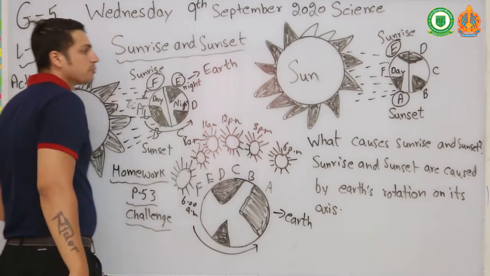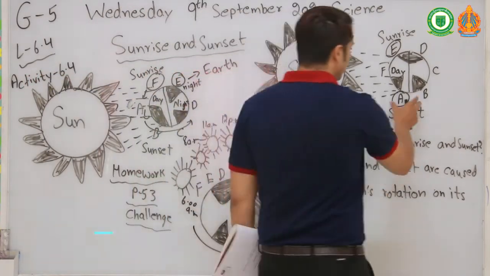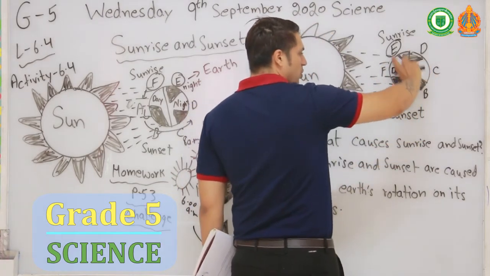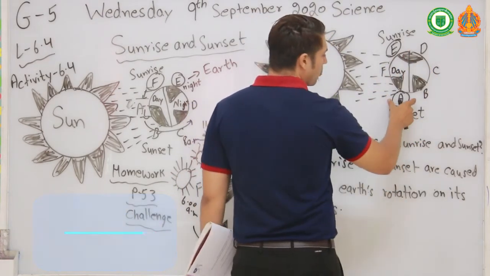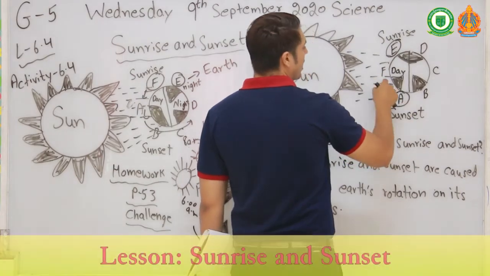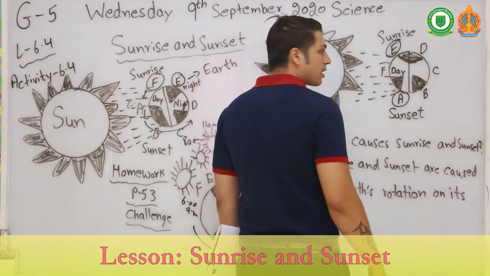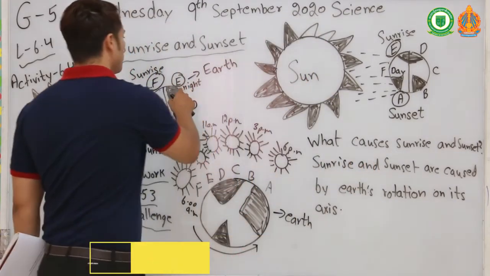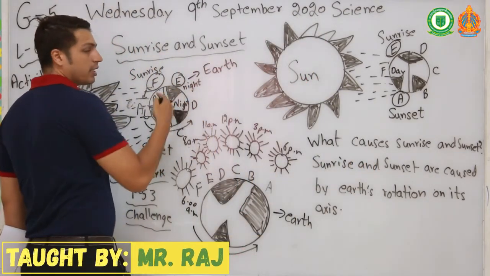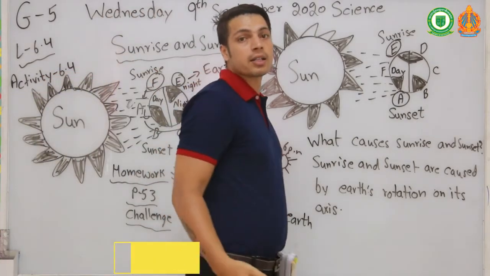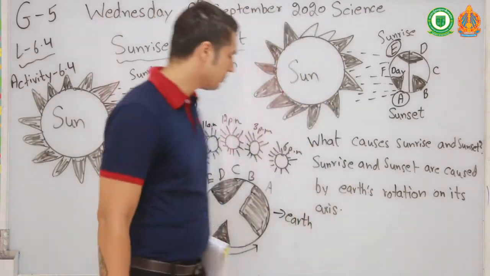Now in this picture we can see the Earth has spun towards this side. Now point A is facing sunset, point F is facing daytime, and point E is facing sunrise, because before, point E was facing nighttime. So that's how we see sunrise and sunset.